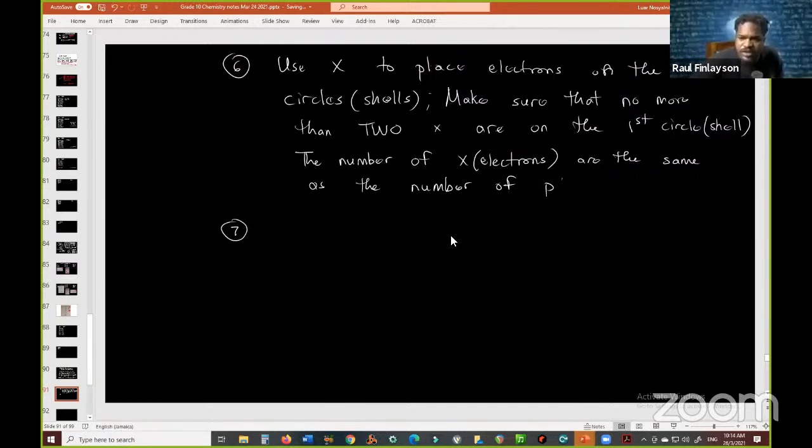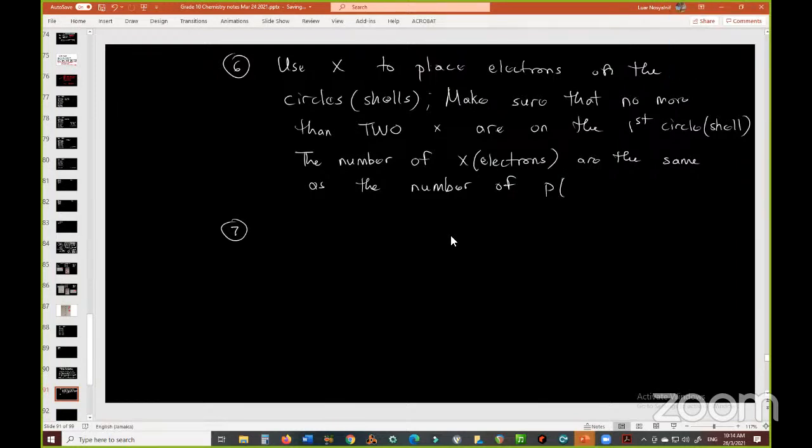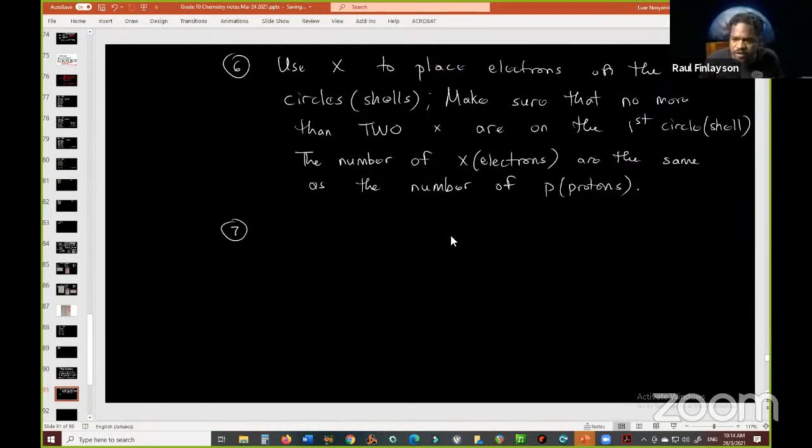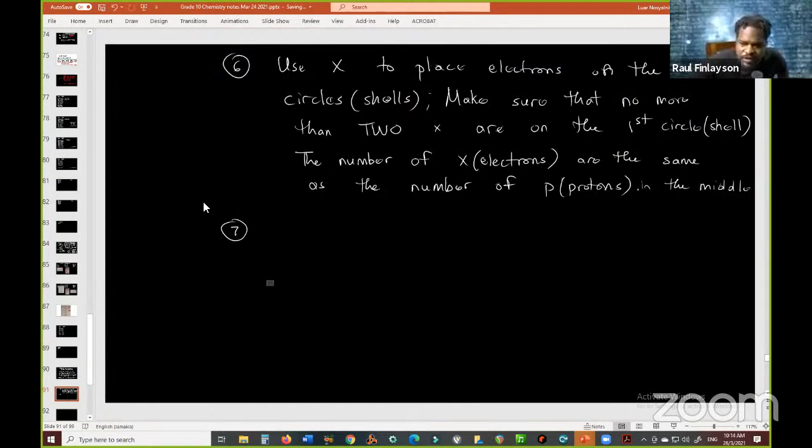What does P mean again? O'Neill, do answer. What P mean again, class? Sir, proton. All right, Tiana. So protons, that. So the number of P is in the middle. So then they have to make sure they are the same.